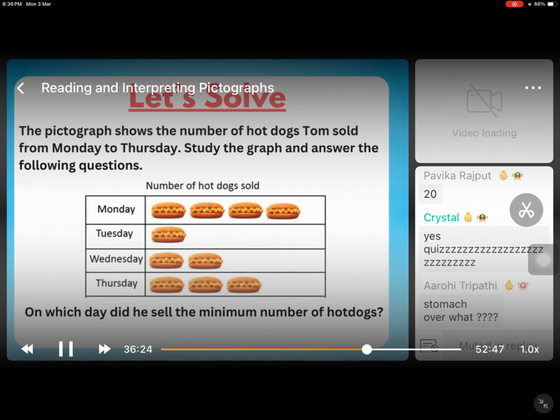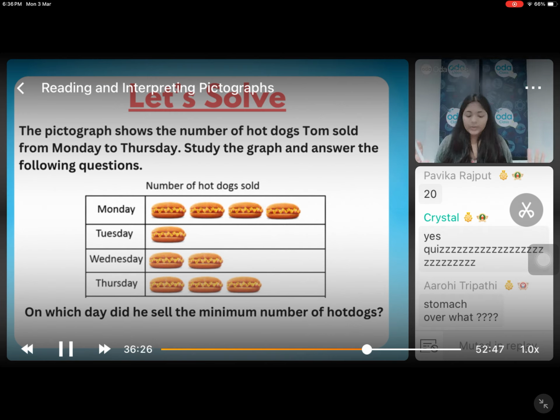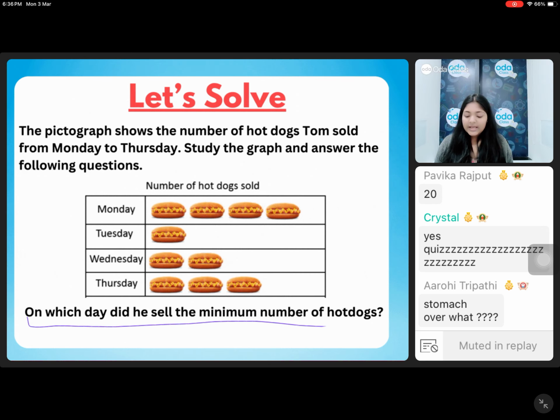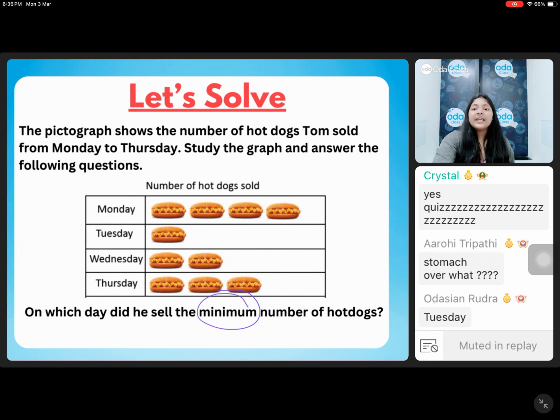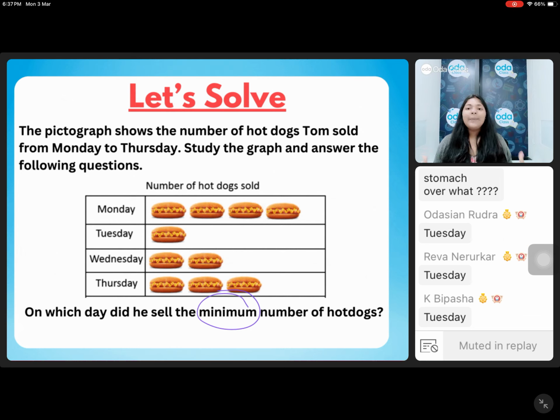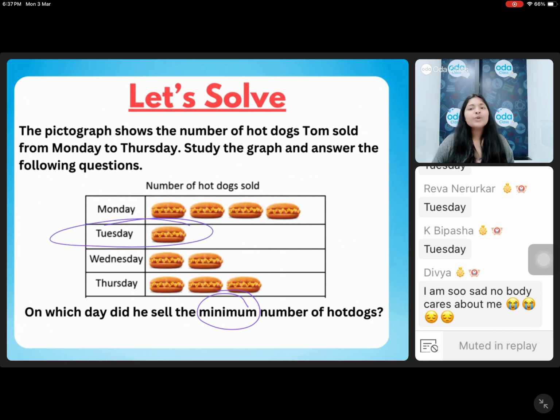Let us have this question. Easy peasy. We don't have any key right now. It's the basic one. On which day has he sold the minimum? Minimum यानी कि सबसे कम. On which day has he sold the minimum? So you can see the pictograph and understand very directly. Yes. So it is on Tuesday.